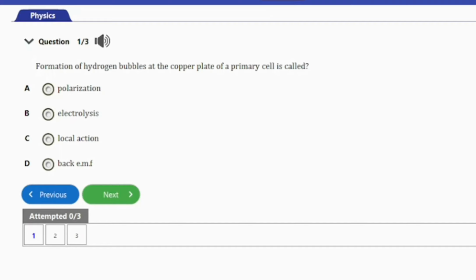It says, formation of hydrogen bubbles at the copper plate of a primary cell is called: A. Polarization, B. Electrolysis, C. Local action, D. Back EMF. So the answer to this question is option A, and that's polarization. Let's go ahead and consider the next question.